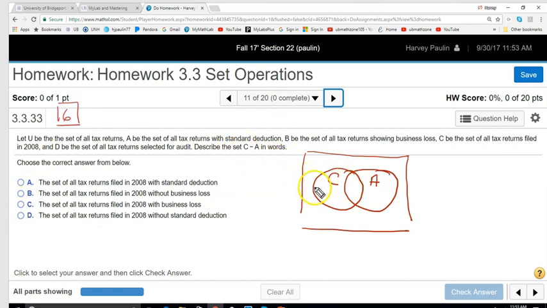Remember, it's C minus A. So anything that was of intersection is going to be taken away. What statement do you get? So I added, again, what C specifically was, is all tax forms filed in 2008. A was tax forms with standard deductions. Now, there should be an overlap. So what would C be after you subtract A from it? It would be the set of all tax returns filed in 2008, but without, now, standard deductions.